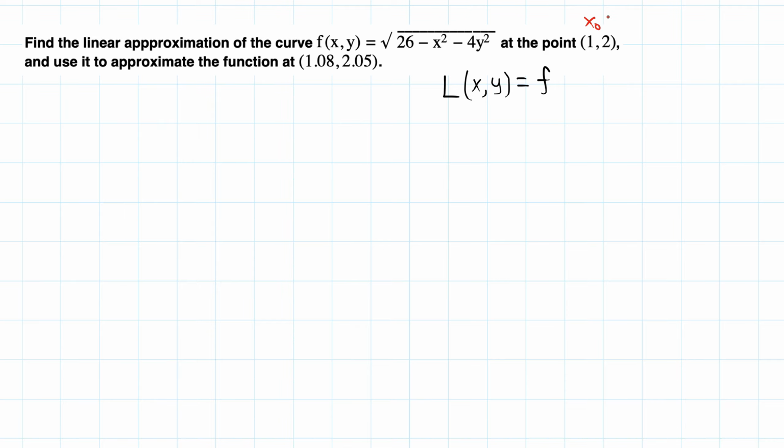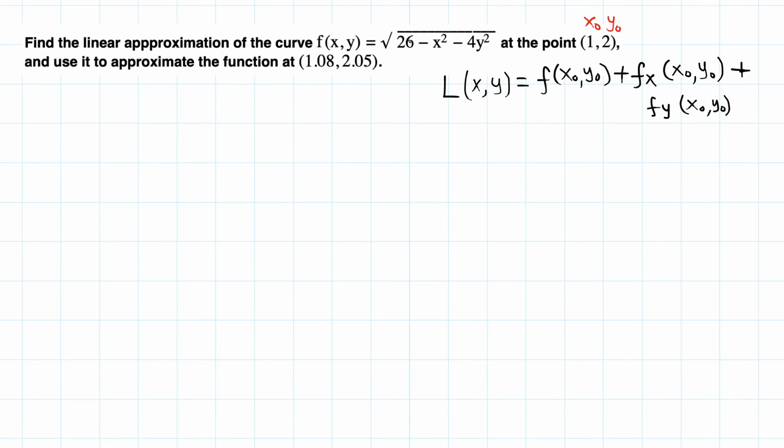Here is x naught, y naught, we can say that. So f at x naught, y naught. And now we need to find the slope, pretty much the derivative. So find the partial derivative of this function with respect to x and evaluate at the point, and plus, find the partial with respect to y of the function and evaluate at the point. Okay, that's the linear approximation of this curve.